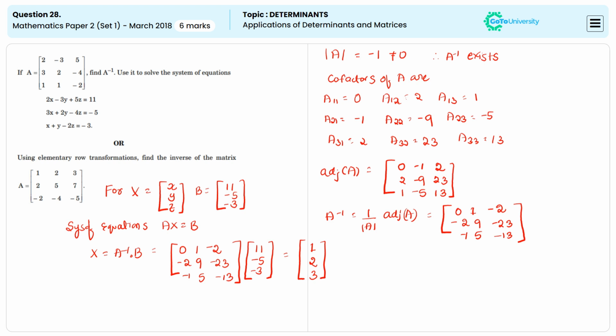So in this way, we have solved the equation, and individually value of x is equal to 1, value of y is equal to 2, and value of z is equal to 3. So we have solved this question for 6 marks.